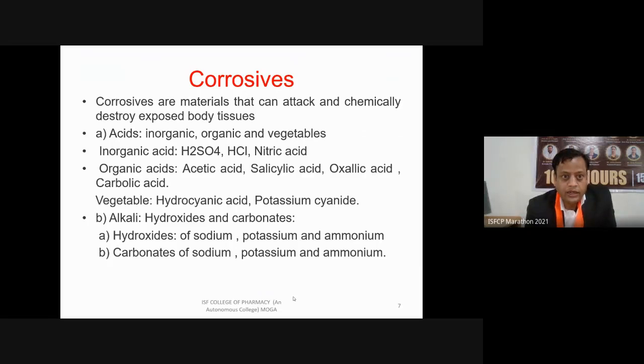Further, corrosion divided into alkali. So these alkali may be in hydroxides and carbonates form. So hydroxides may be of sodium, potassium, or ammonium. And in similar way, carbonates may be sodium carbonate, potassium carbonate, and ammonium carbonate. So the corrosives divided in two categories, acid and alkali. So acid include inorganic, organic, and vegetables, and alkali include hydroxide and carbonates of sodium.